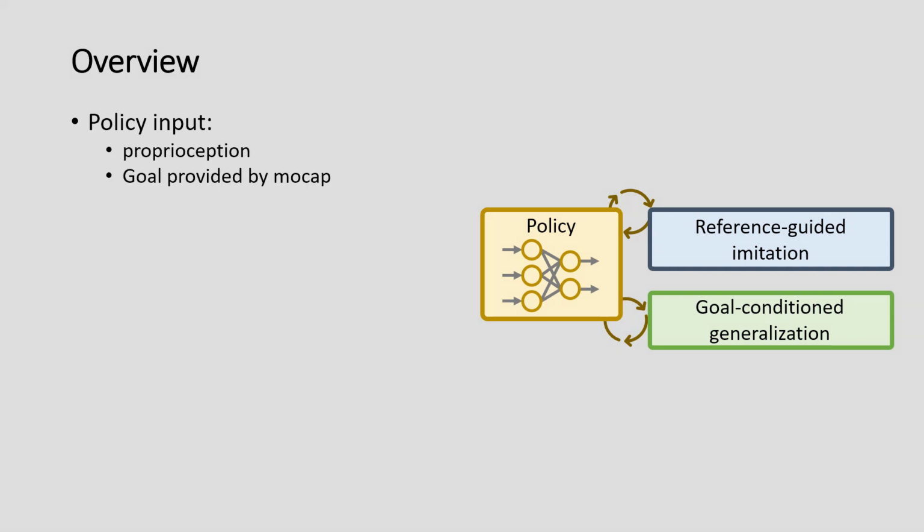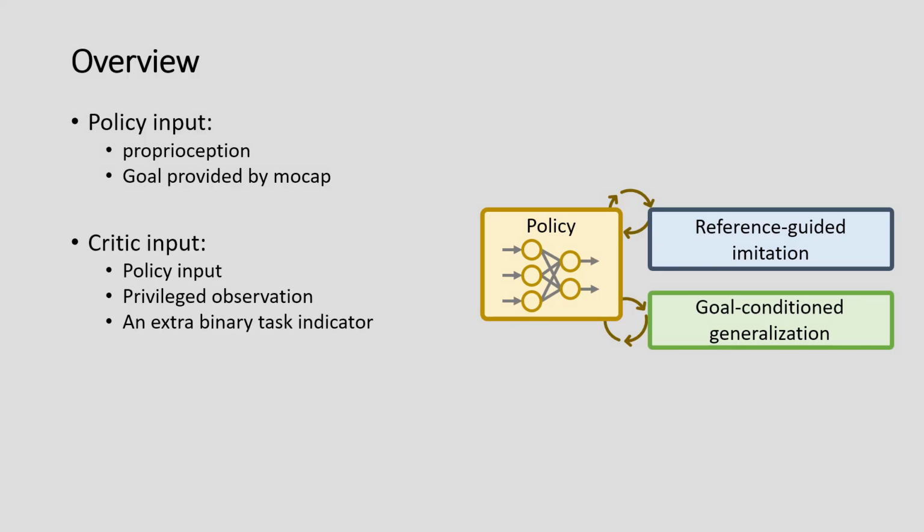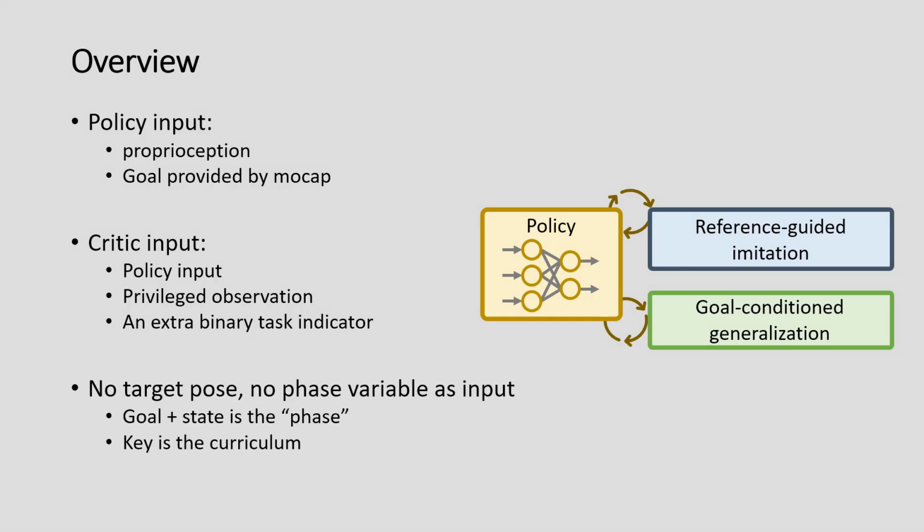The policy receives proprioceptive input and a goal location provided by the mocap system. The critic additionally observes privileged information and a binary task indicator, since we have two tasks with different reward functions. Importantly, we do not provide target pose or phase variables. Instead, the combination of the current state and the goal implicitly defines the phase.